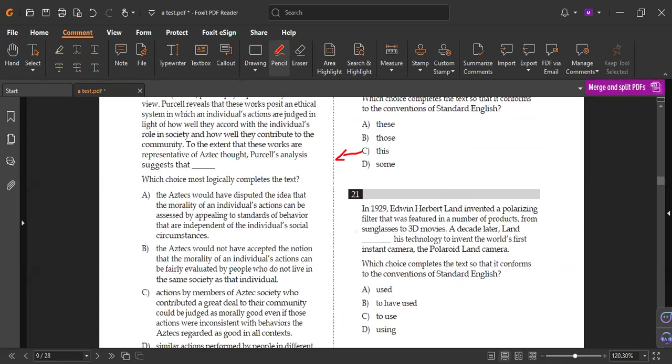Try. I think it's A, used. So letter A, used. Why not B?